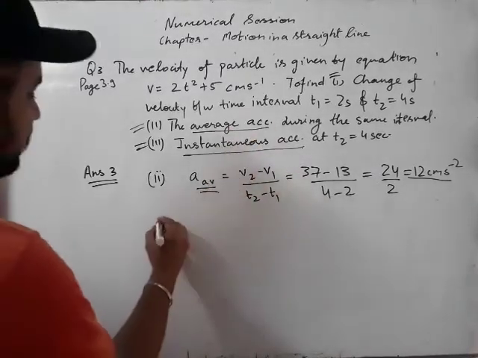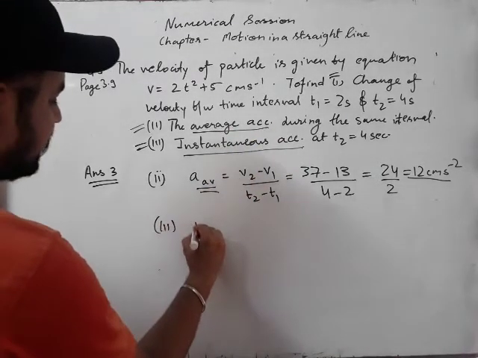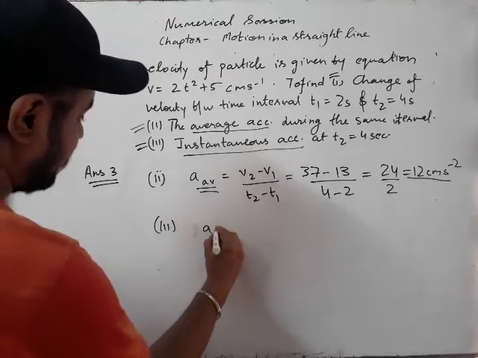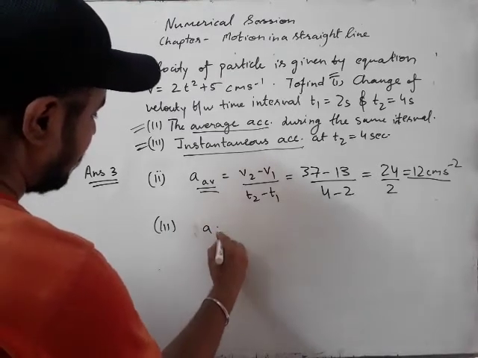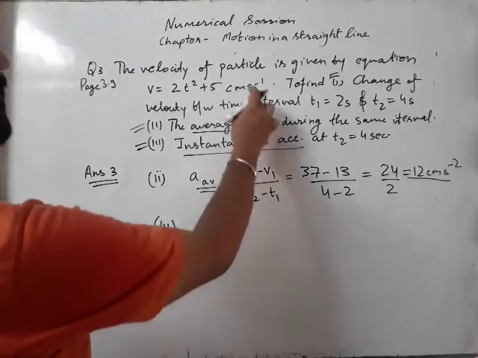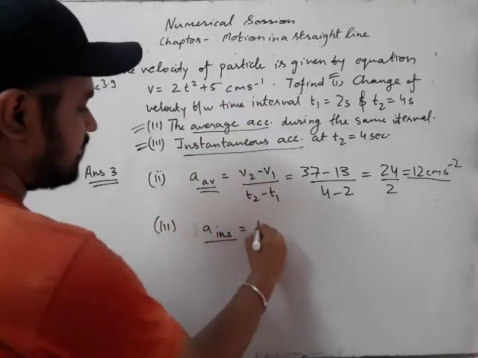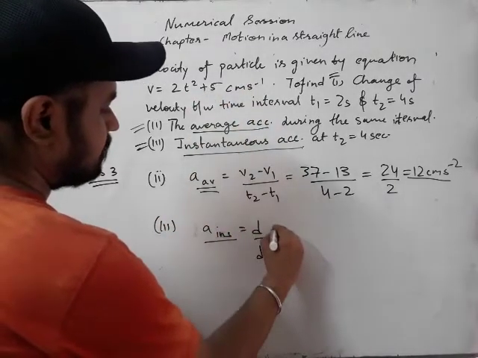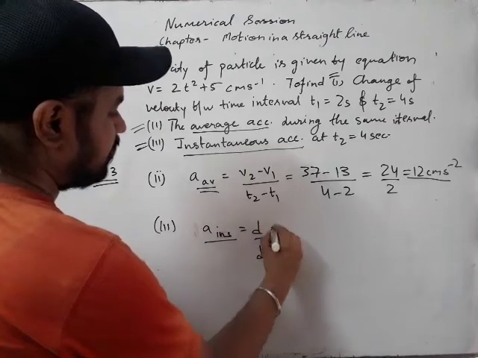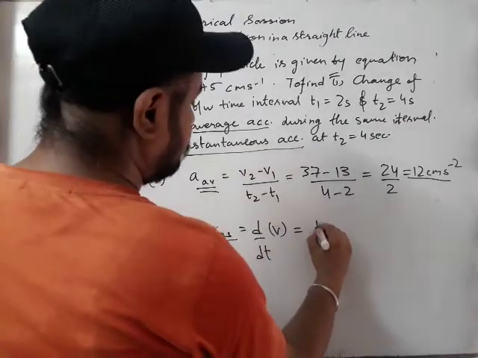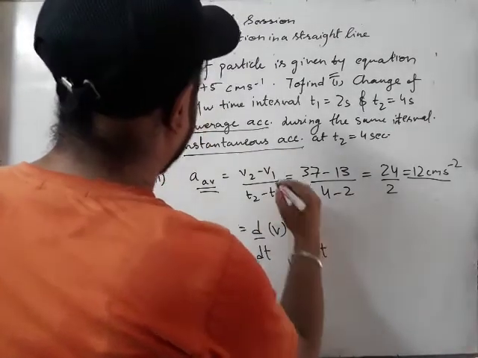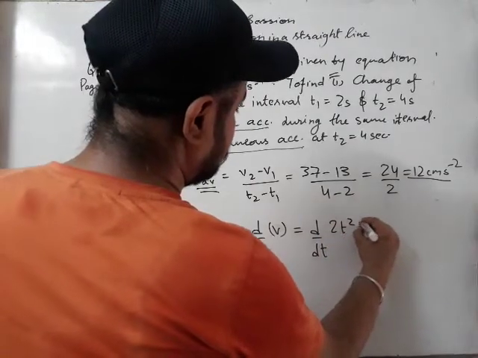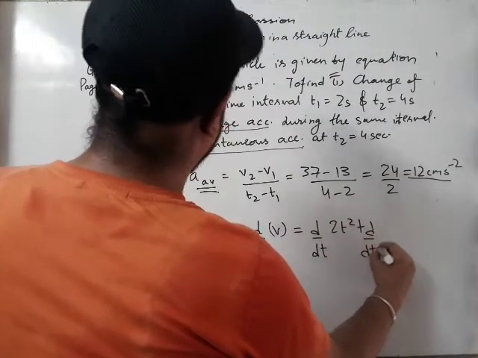Now we will find the instantaneous acceleration. For finding the instantaneous acceleration, we have to differentiate the equation of velocity. Instantaneous acceleration is given as d by dt of v. So d by dt of v's value is d by dt of 2t square plus d by dt of 5.